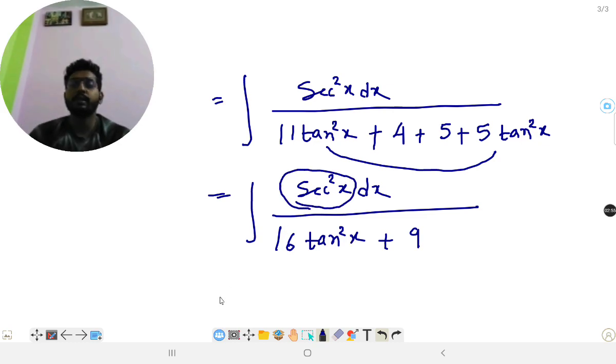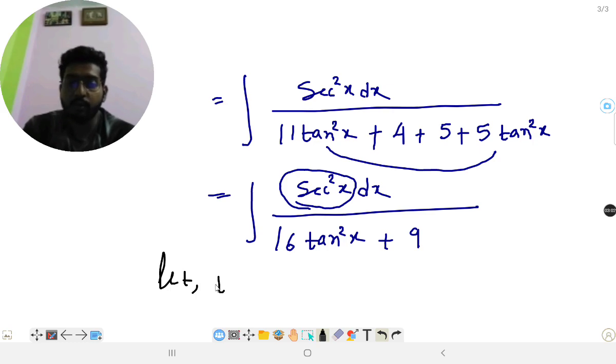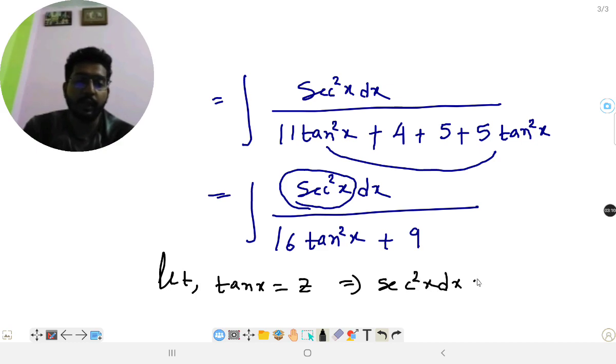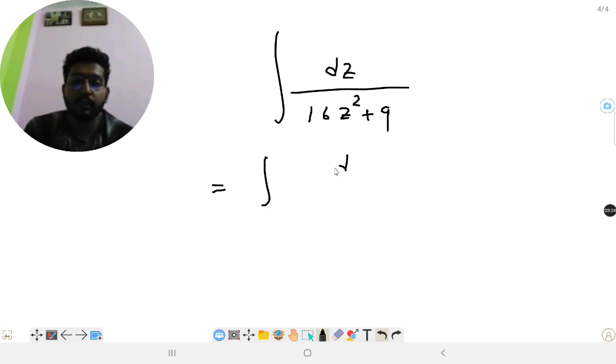Now look at this, this is sec square x. Whose derivative is sec square? We know the derivative of tan x is sec square. That means here we have to let tan x equals z. The derivative of tan x is sec square, so sec square x dx will be dz. So the numerator will become dz and the denominator will be like this: integration of dz by 16z square plus 9. Now this can be written as dz by 4z whole square plus 3 square.